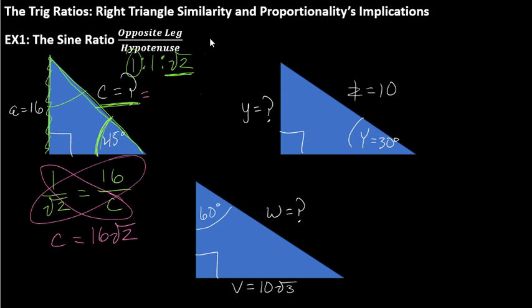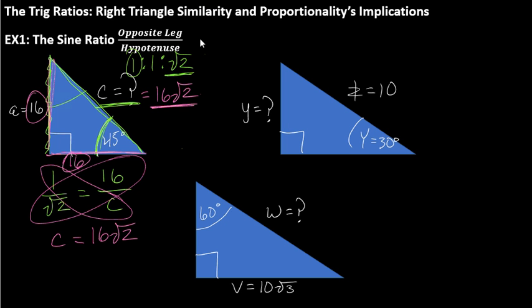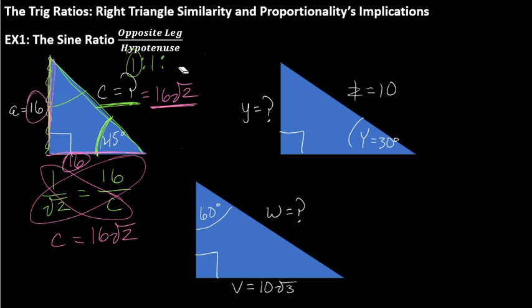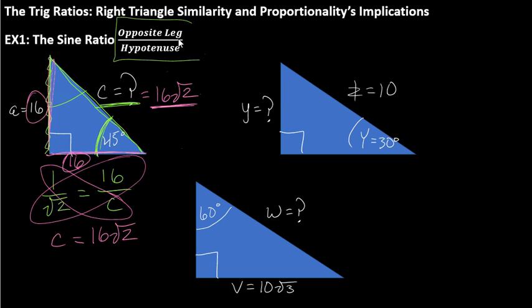Which makes absolute sense, right? Because if this is a 1 to 1 to square root of 2 right triangle, this missing guy would be 16. Obviously, this guy is 16, and then our hypotenuse would be the same length as the legs times the square root of 2. So let's try it again. Okay, and again, the ratio that I did there was opposite leg to hypotenuse. Let me go ahead and highlight that for you here.